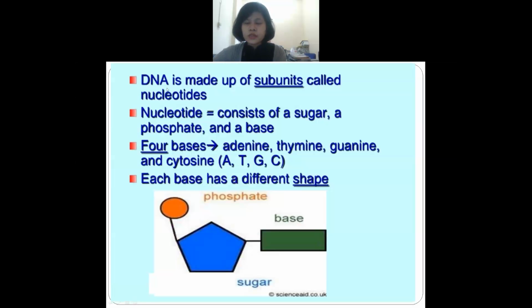Okay, so the DNA is made up of subunits, which are known as nucleotides. Understand? Nucleotides. And these nucleotides, they have what? They have sugar, this blue color, and they have what? Phosphate, this orange one, saffron one, and they have a base. So these are the subunits of nucleotides. And in this DNA, you will find that there are 4 bases, which are adenine, thymine, guanine, and cytosine. Understand?